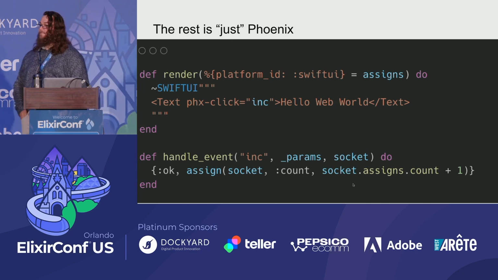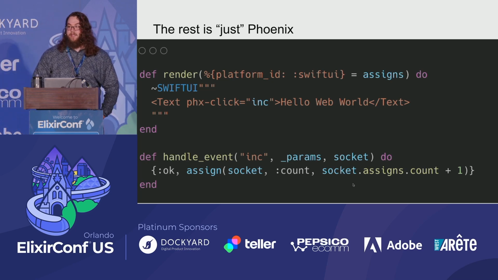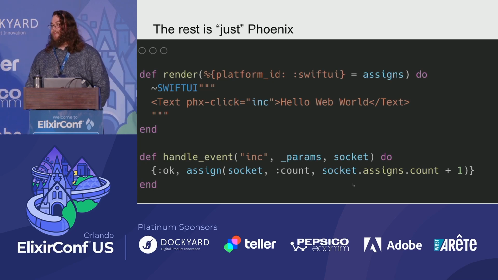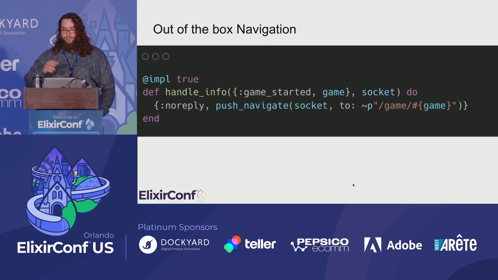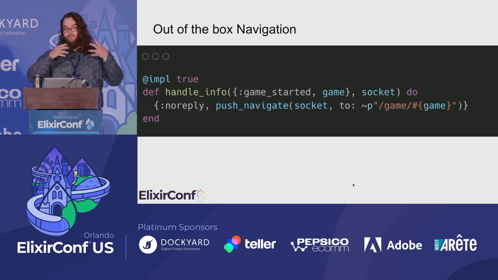So we have all of the event bindings that we've gotten used to. We have the ability to use our handlers. You can even share these between your native application and your web application. So you have the same navigation. You have things like push_navigate and push_patch, and the ability to not have to rely on some of the SwiftUI tools for navigation. You can use the navigation that you've come to be familiar with in LiveView.